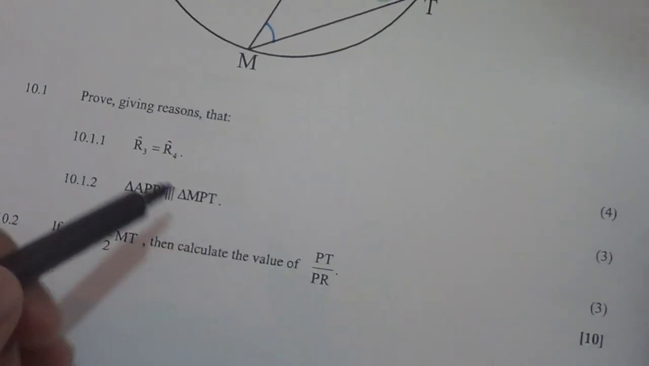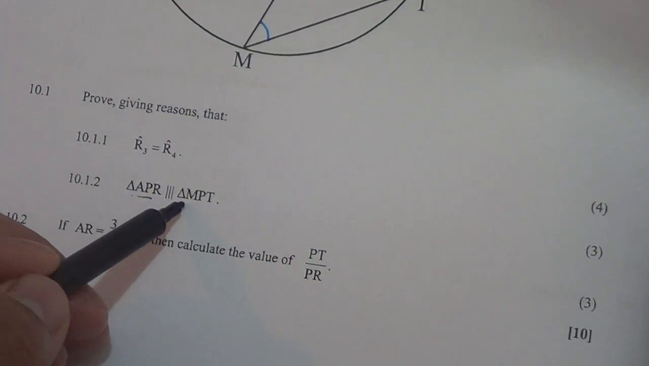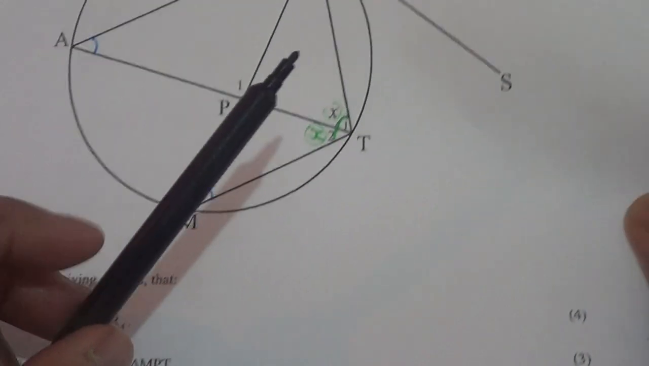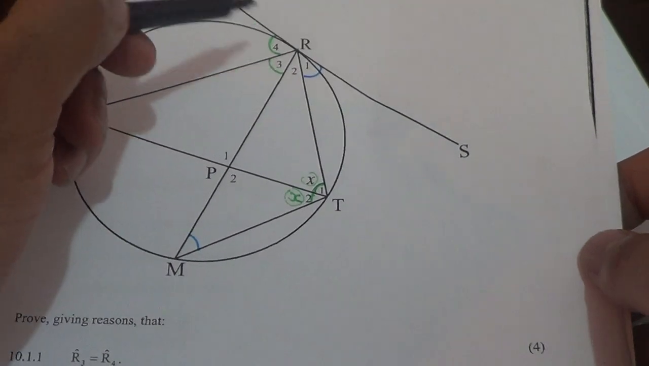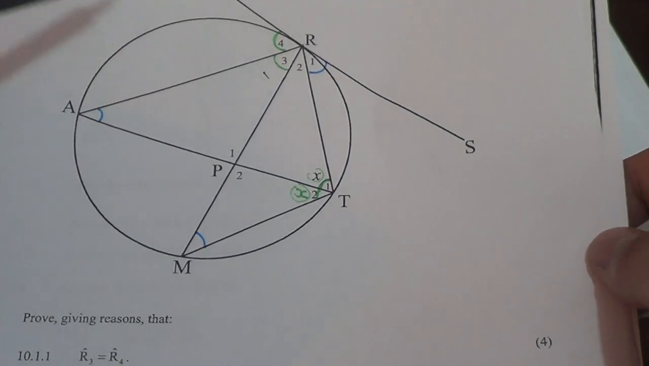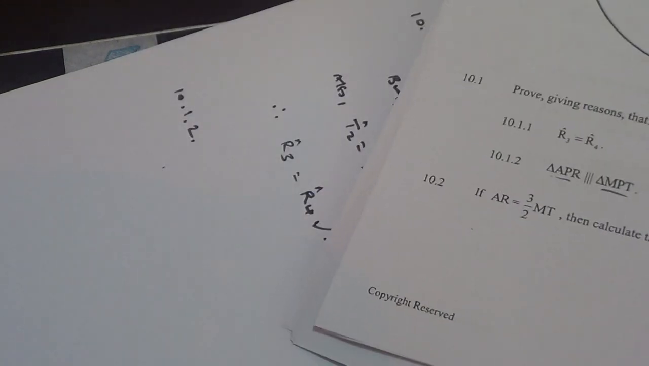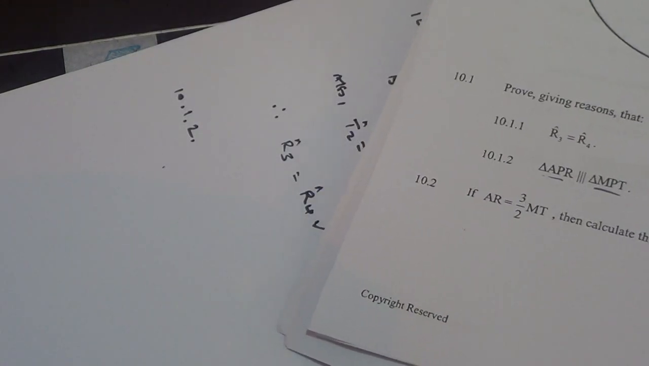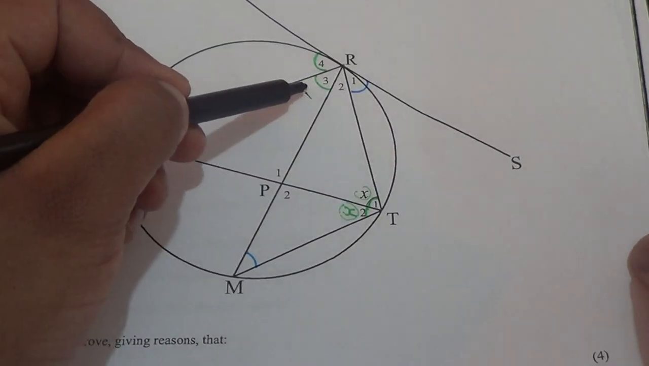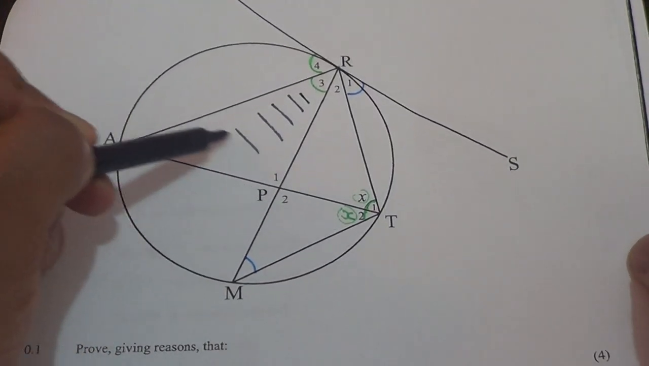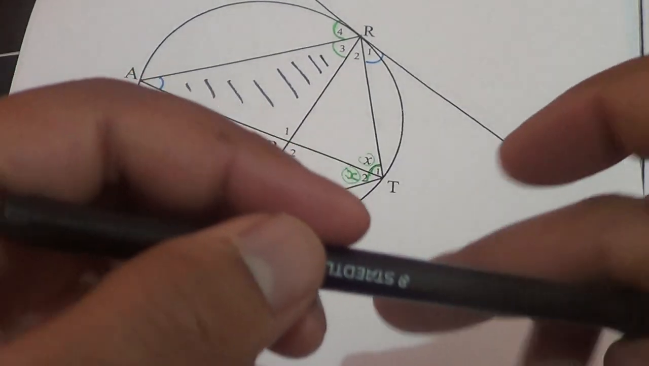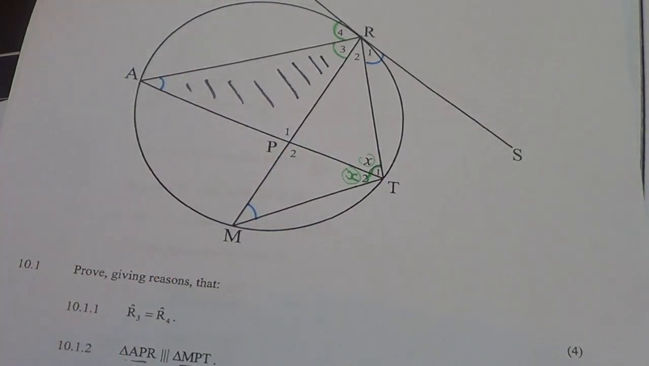10.1.2. What are they saying here? They're saying triangle APR and triangle MPT, we must prove similarity. So this is this triangle over here, M, what is APR? Okay, yeah, we are dealing with this triangle against this triangle.